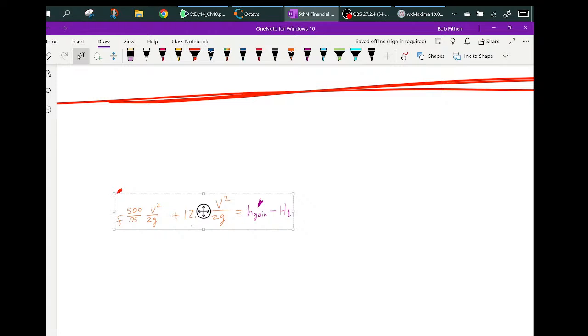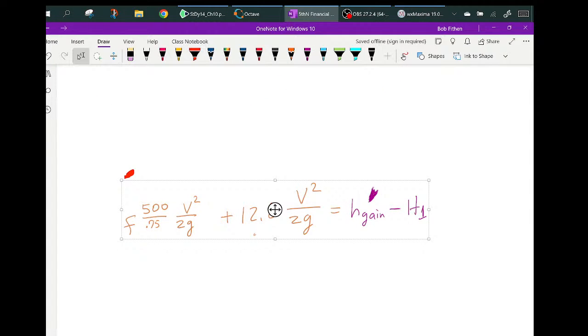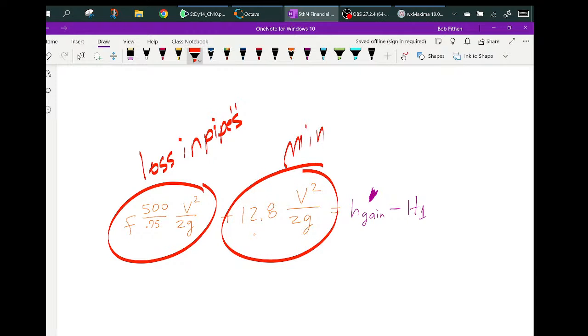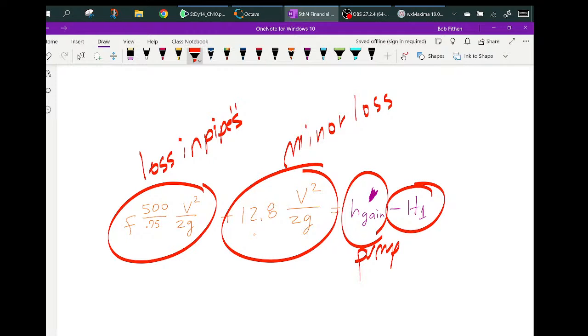So you got a head gain, right? So let's look at each of these terms so that we get a clear understanding of what's happening. This one, loss in the pipe. It could be plural, it could be pipes. This is the minor loss. This is the pump. And this is the height difference between the two bodies of water.